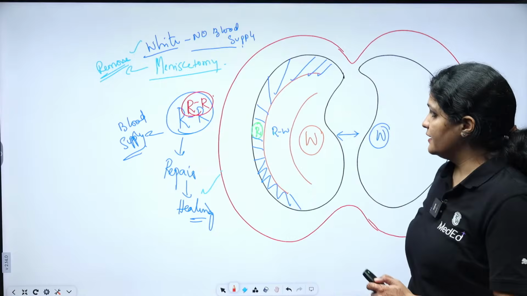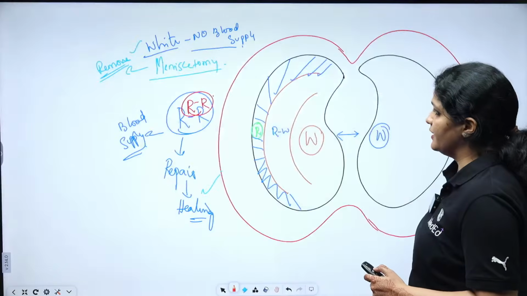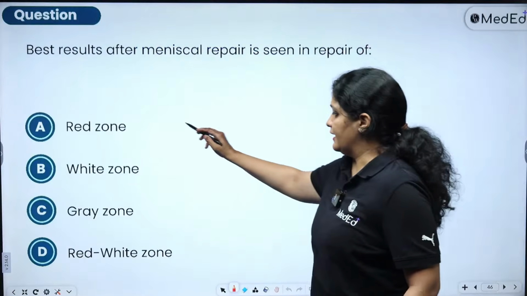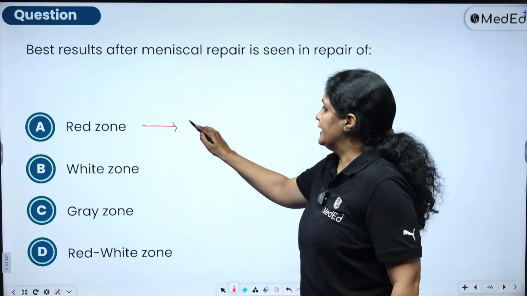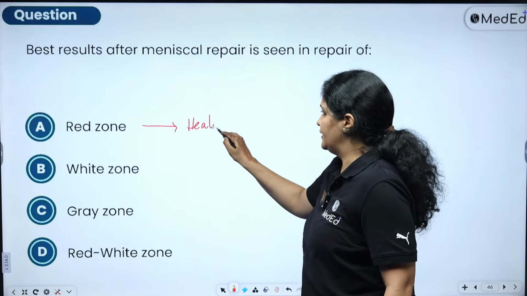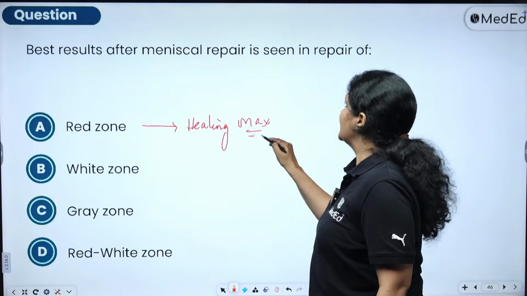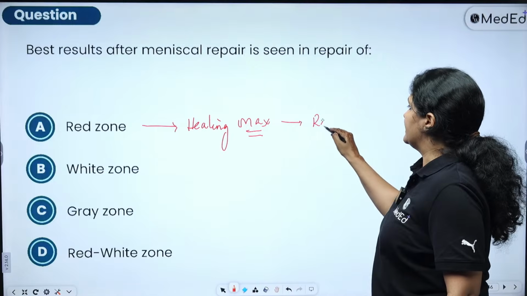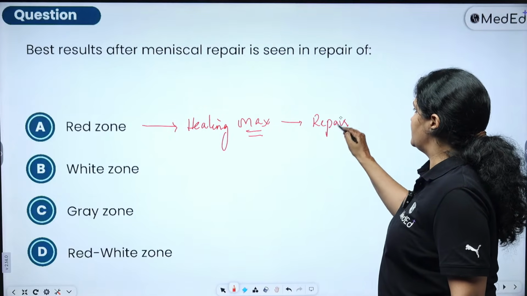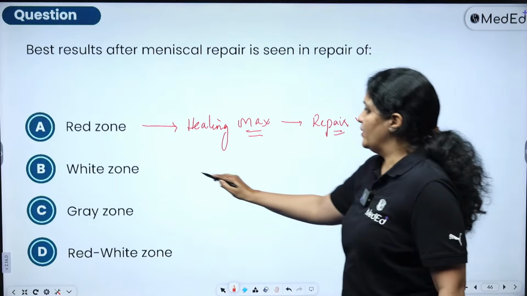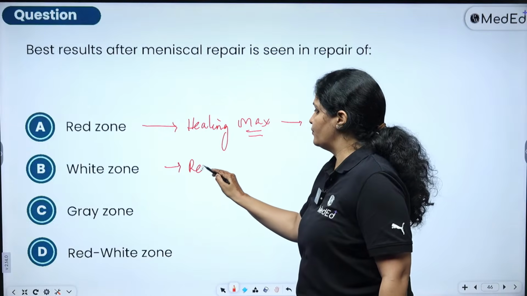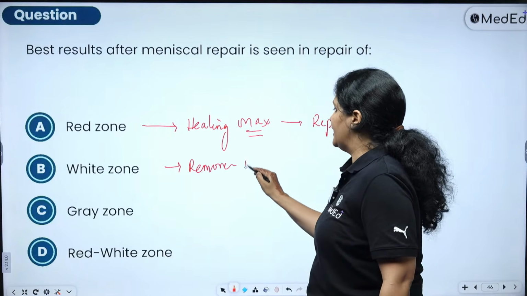Okay, so the answer here is the red zone. The red zone is the one where the healing is maximum, and here you will encourage the repair of the meniscus. When it is the white zone, you will remove it. This is called meniscectomy.